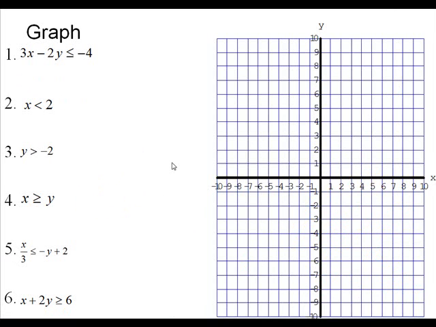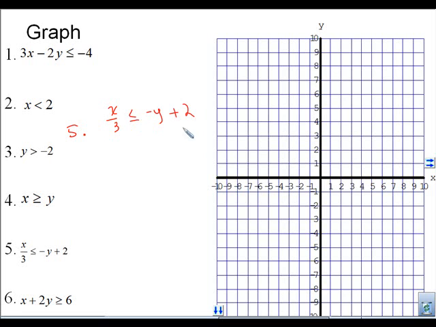Alright, and let's take a look at number 5. We have x over 3 is less than or equal to negative y plus 2. Well, we need to get y by itself. I would subtract 2, so we get x over 3 minus 2 is less than or equal to negative y. y has to be positive, so divide by negative 1. This will give us negative x over 3 plus 2 is greater than or equal to, we're going to flip this around right here, positive y now.